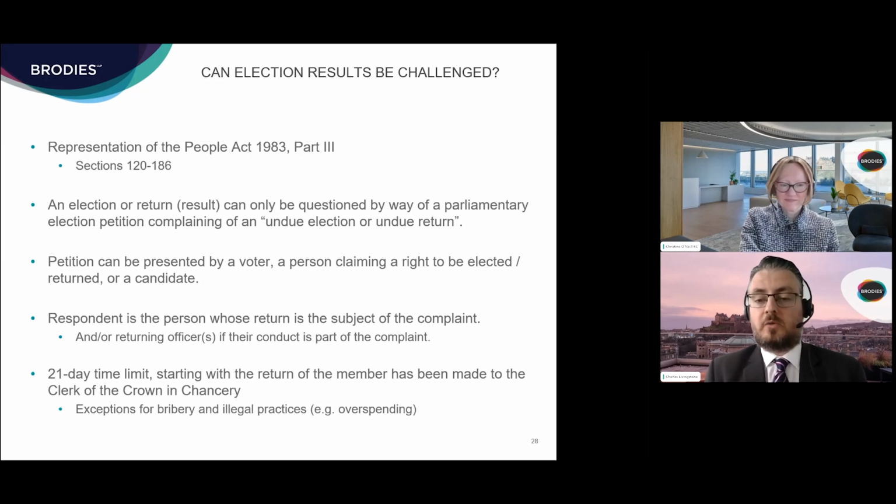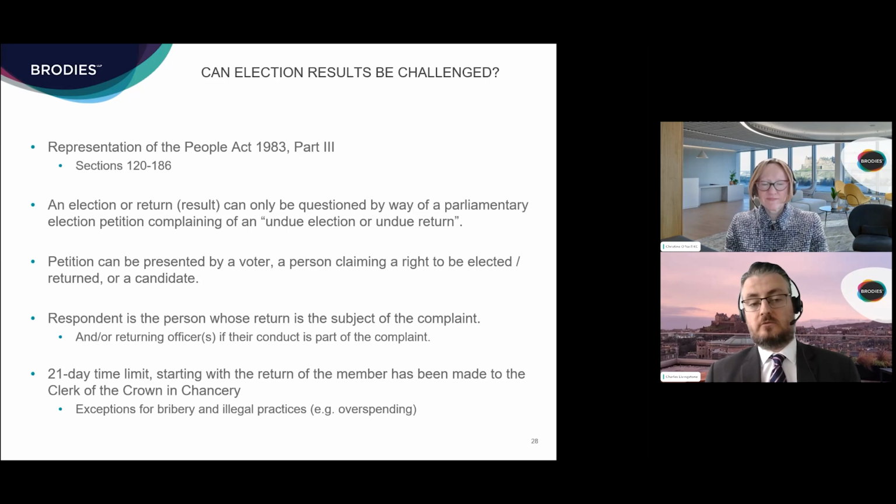be questioned by way of a parliamentary election petition that complains of an undue election or undue return. And a petition can be presented by any voter from the constituency in question, or a person claiming that they had a right to be elected, or in this case returned as the MP, or any candidate, whether or not they say they would have been successful.